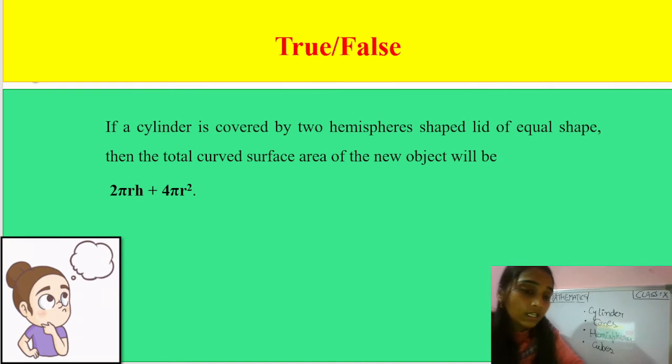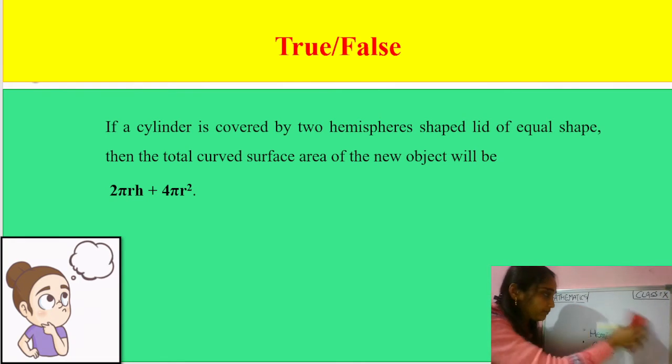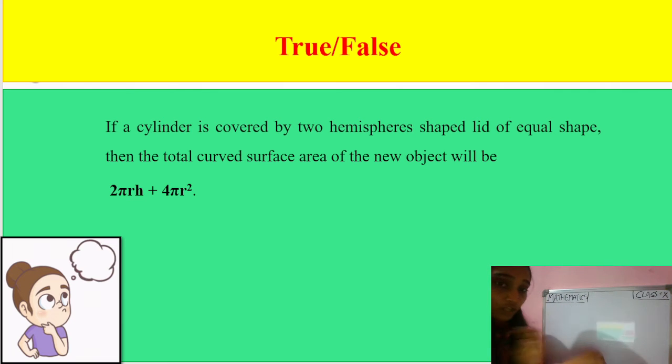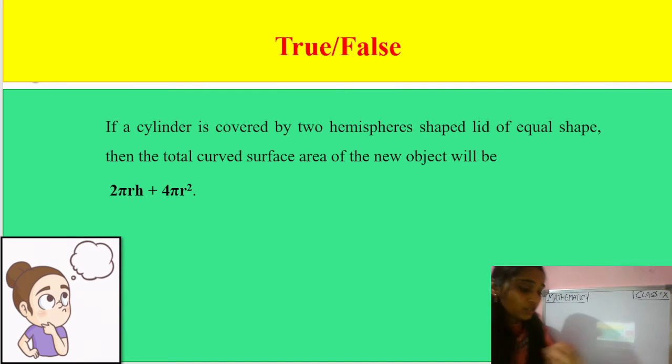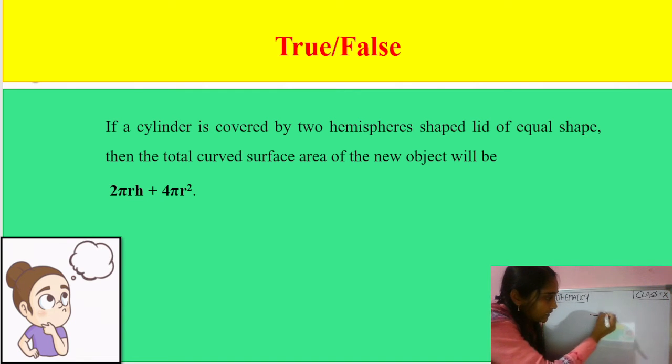Very good. Now students, here it's your turn to answer it as true or false. If a cylinder is covered by two hemispheres, so okay, see we have a cylinder over here.